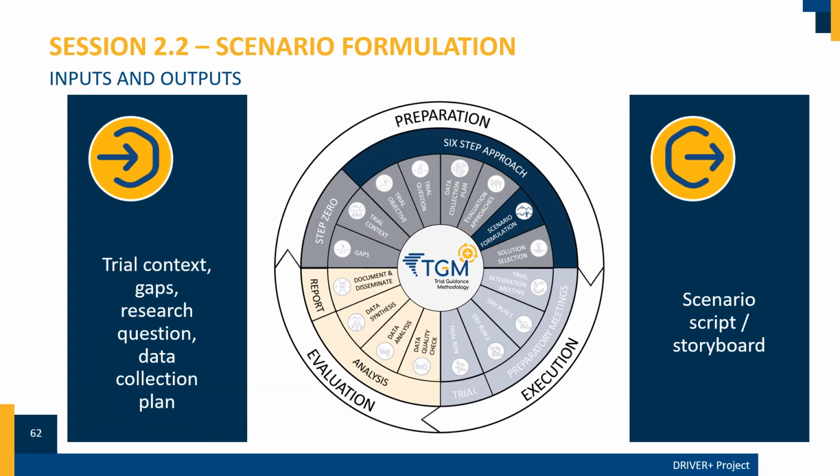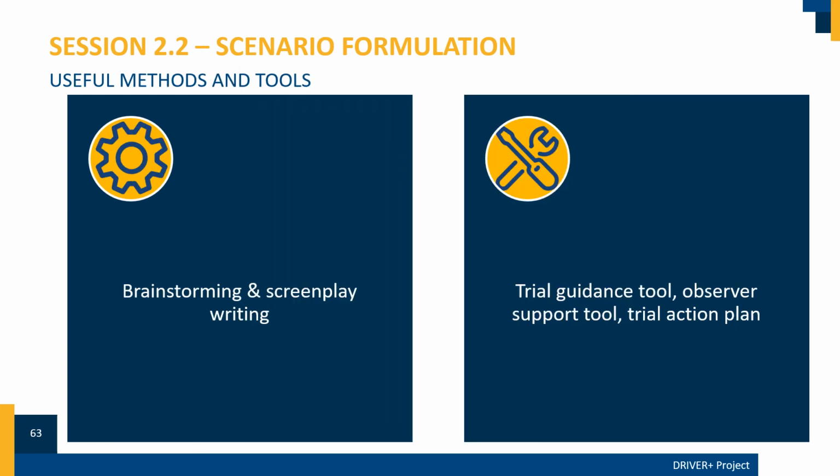In the scenario formulation step, your input are the trial context, gaps, research question, and data collection plan. Your outputs will be a scenario script or storyboard. The methods for the scenario formulation step are brainstorming and screenplay writing. The tools are the trial guidance tool, observer support tool, and the trial action plan.